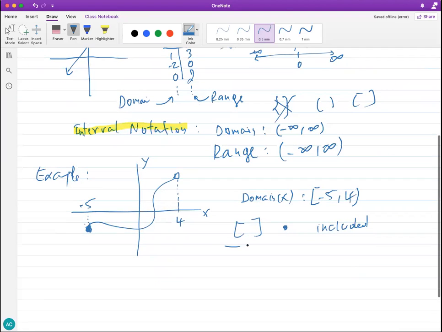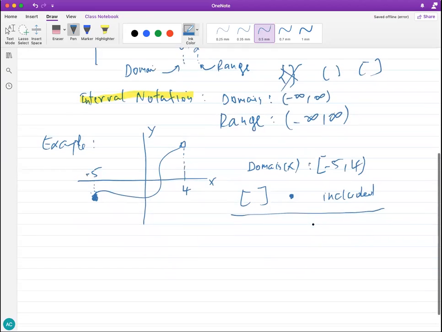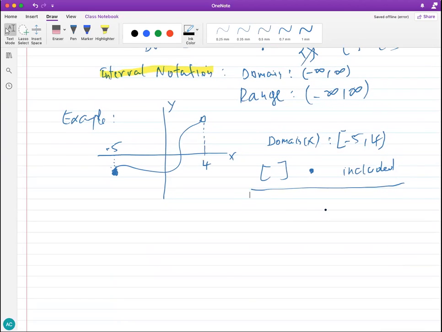Okay. So if your domain or range is infinite, use parentheses. For infinities, always use parentheses, because infinity itself is just a symbol; we don't know that number itself. In other words, the numbers never end. There's no end to this. So remember, with infinities, we're always going to use parentheses.